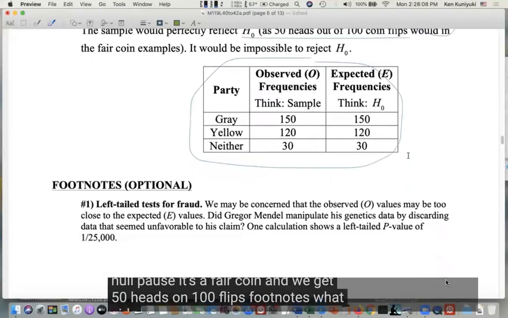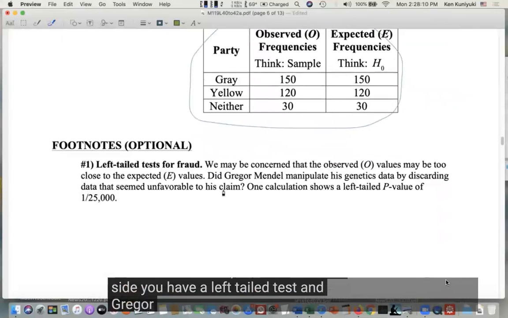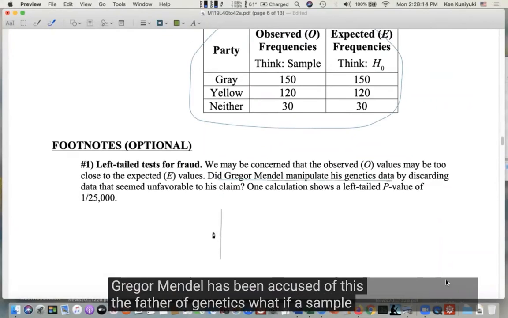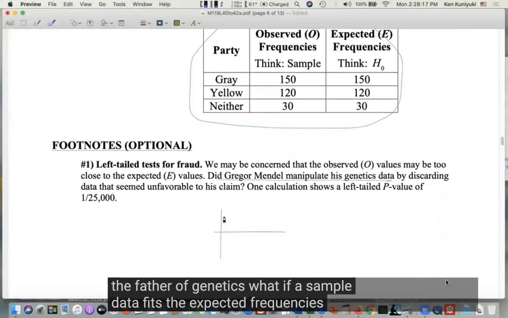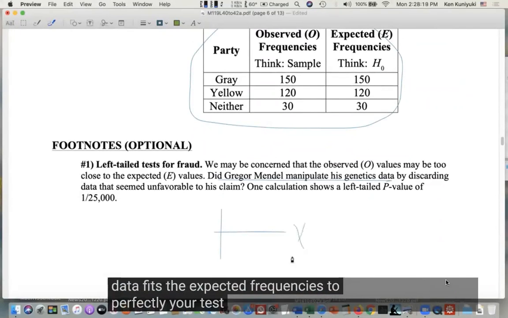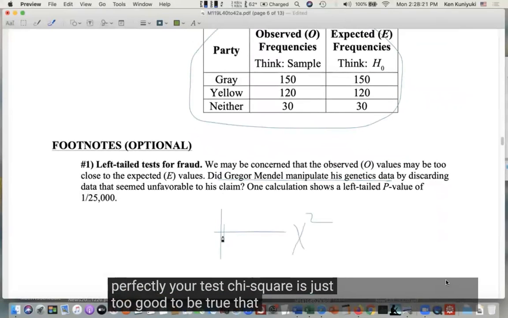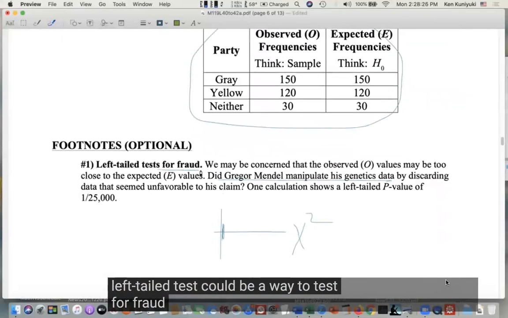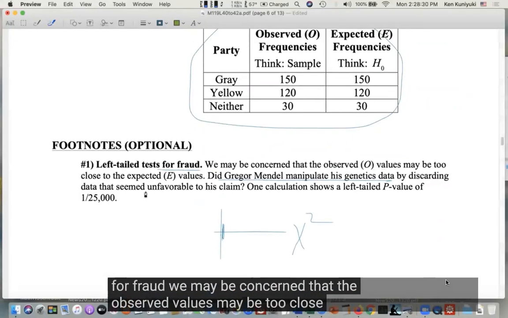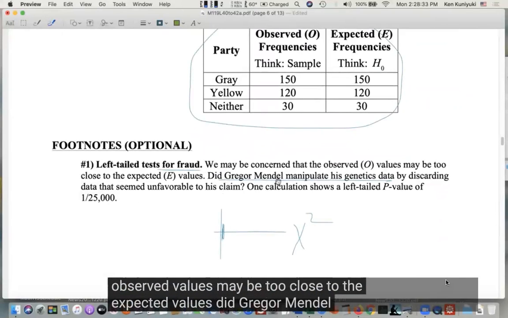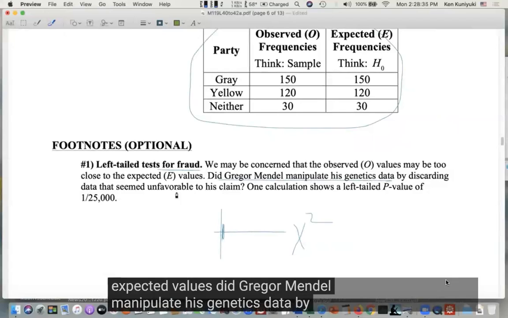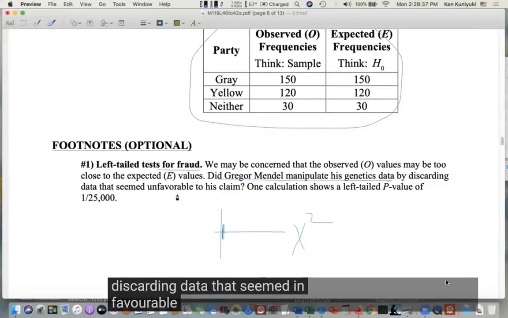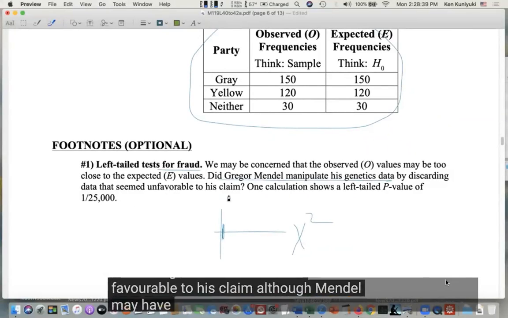Footnotes. What's the idea of a left tail test? Gregor Mendel, the father of genetics, has been accused of this. What if the sample data fits the expected frequencies too perfectly? Your test chi-square is just too good to be true. Then a left tail test could be a way to test for fraud. We may be concerned that the observed values are too close to the expected values. Did Gregor Mendel manipulate his genetics data by discarding data that seemed unfavorable to his claim? Although Mendel may have thought that he had done nothing wrong.